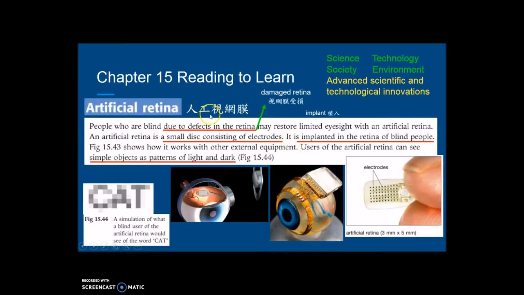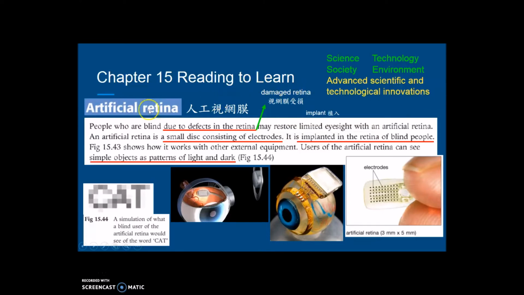So the first one, artificial retina. In this part I would like to remind you again, for studying science, not only for the science subject, not only for the biological knowledge, we need to talk about the technology, how we can apply it in our daily life, and also how the technology has any impact on our society or even environment. But in this case, we are not going to talk about environment at all, so just science, technology, and also the society, because once advanced scientific or technological innovation is built up, it can help us to improve the human life in our society.